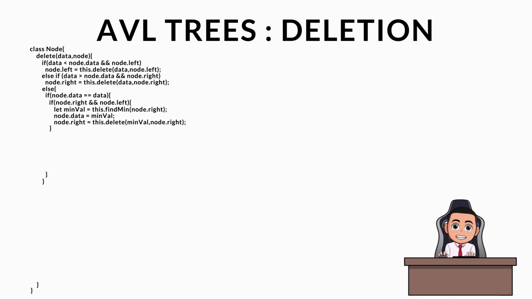Next, we handle the case where we have 1 child. If we have a left child, we just return the left child, and if we have a right child, we just return the right child. In the case of no children, we just return null.